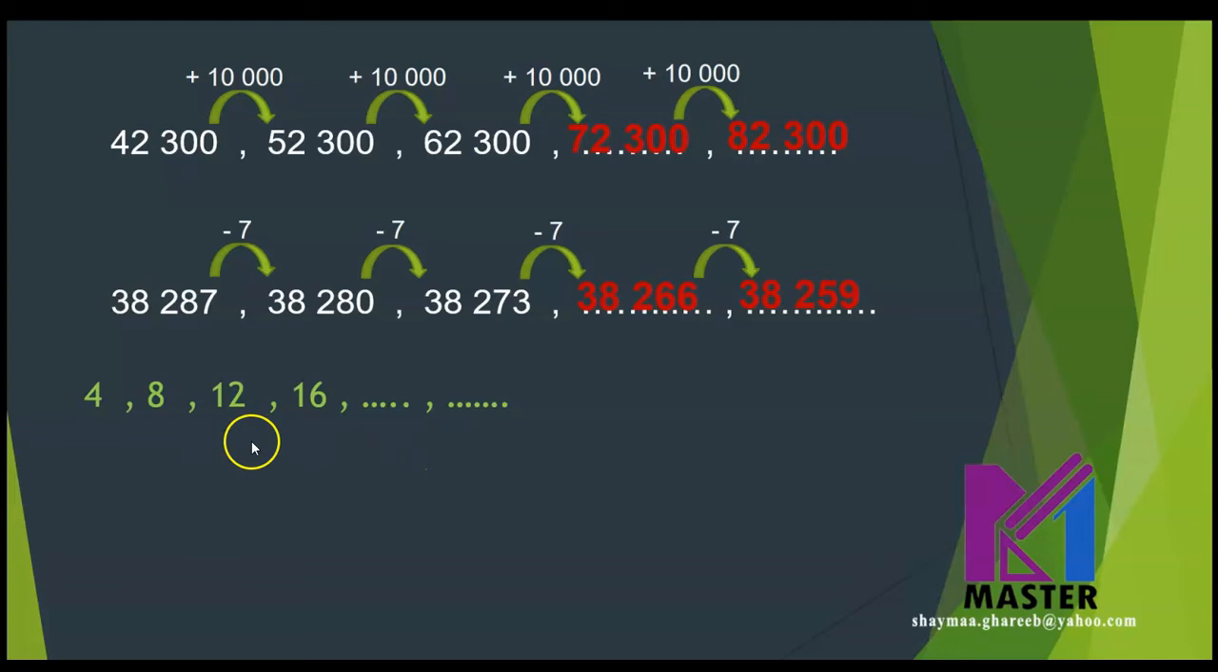Okay, and then two missing numbers. Let's see, what is the term-to-term rule? From the 4 to 8, we added 4. Then we added more 4 to get the 12. Then we add 4 more to get the 16. Which means the term-to-term rule is adding 4. Let's see the next question. What is the position-to-term rule?